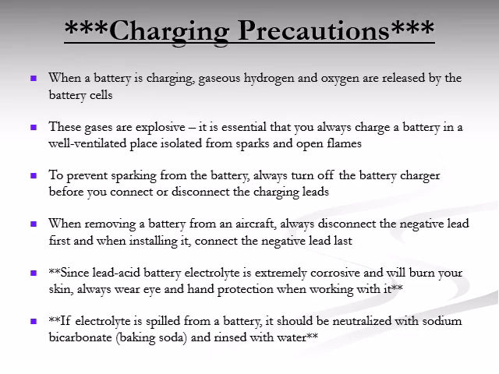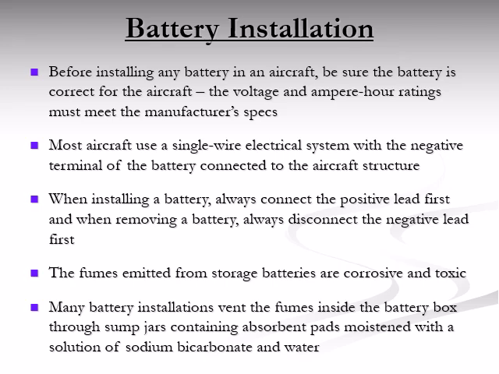As a precaution, charge in a ventilated area to avoid hydrogen gas buildup. Turn off the charger before connecting or disconnecting leads. Disconnect the negative lead first during removal. During battery installation, use the correct battery type. Most aircraft use a single-wire system grounded to the airframe. Always connect the positive lead first, and disconnect the negative first. Fumes should be properly vented.